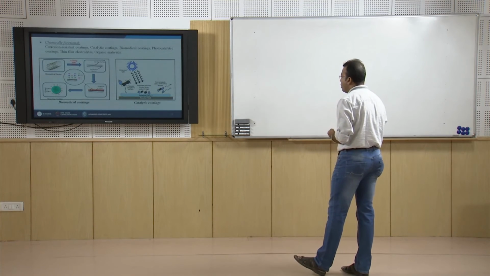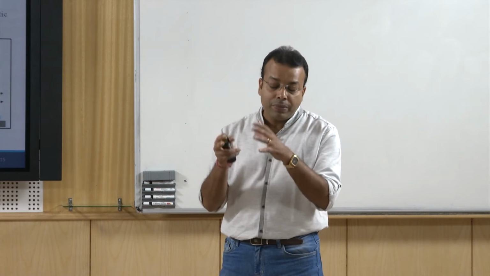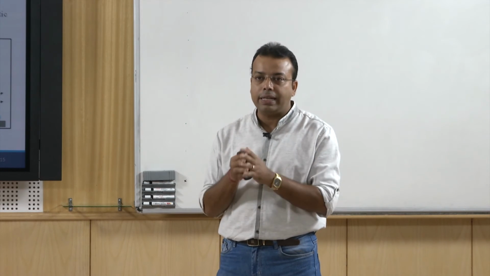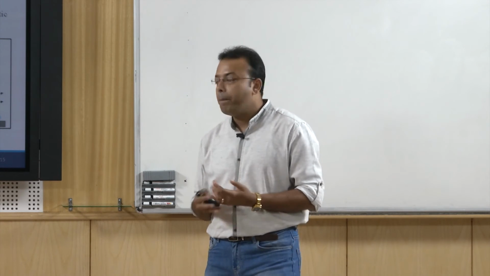Next, chemically functional materials: corrosion resistant coatings, catalytic coatings, biomedical coatings, photocatalytic coatings, thin film electrolytes and organic materials. So, from this particular case you can understand that we are making certain kinds of materials, maybe with the environment or with a certain temperature or a certain pressure, that material can be activated and that can make certain kinds of coatings onto the surface of that particular material.